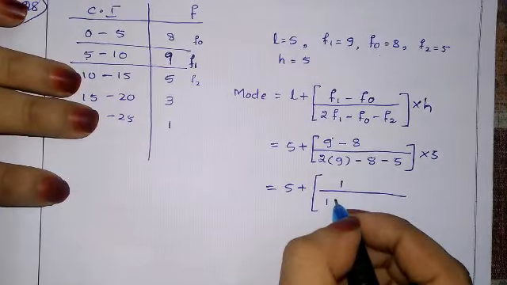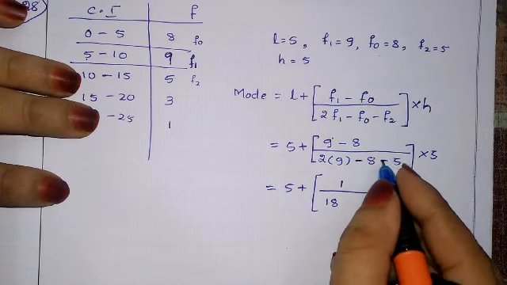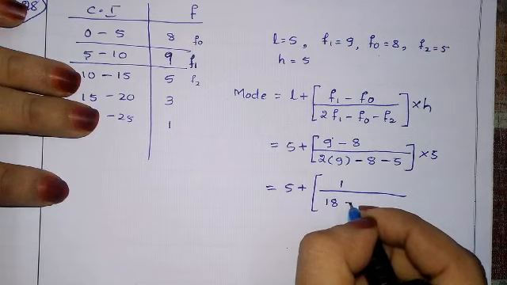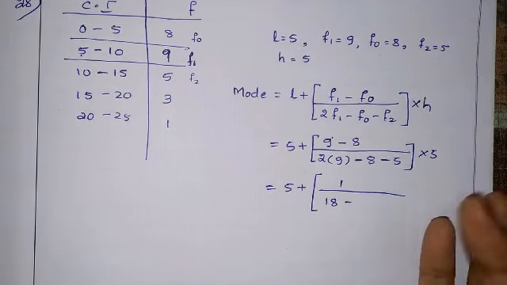9 2s are 18, minus minus plus, but the sign will be minus. Minus minus we should do plus, but the sign will be minus. 8, 9, 10, 11, 12, 13.